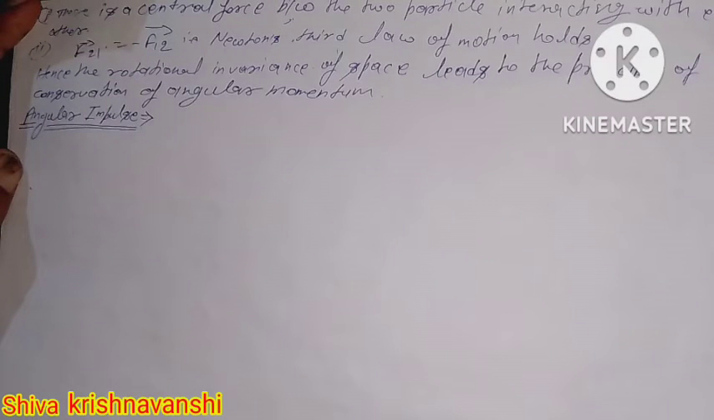Impulse. If an unbalanced external torque is applied to a body rotating with an angular velocity omega 1 for a time t so that the angular velocity changes to omega 2, then angular acceleration.